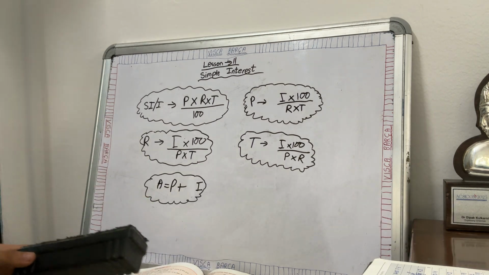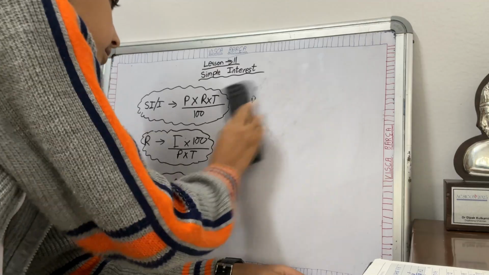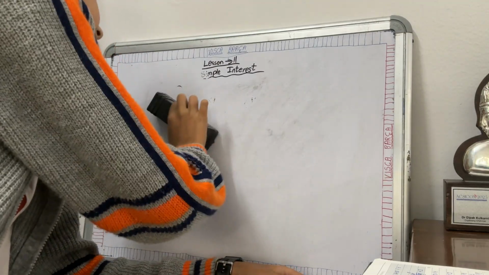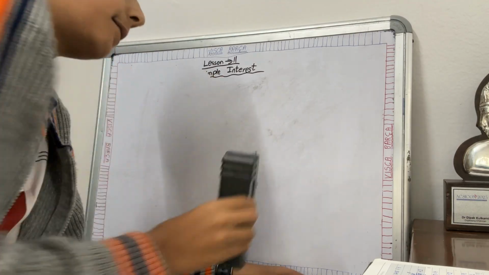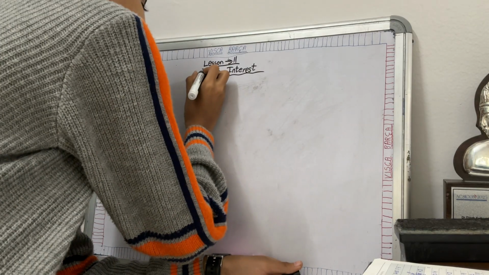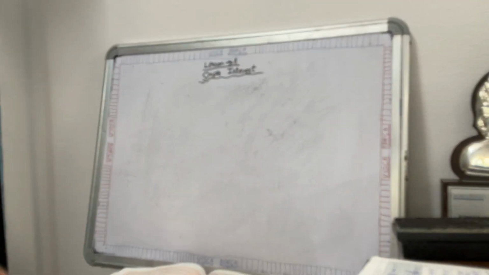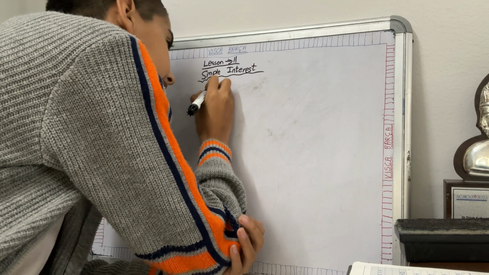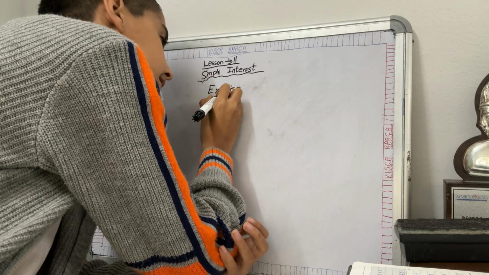I'll clean the board. There's only one exercise in this chapter, so it will be easy for you and me. Now we'll do exercise 11. There's only one exercise, no A, B.